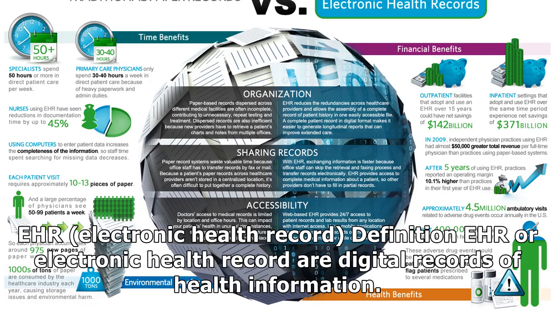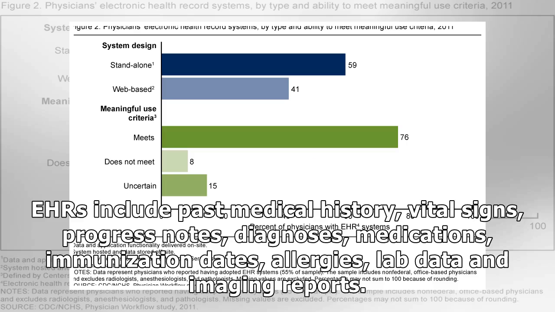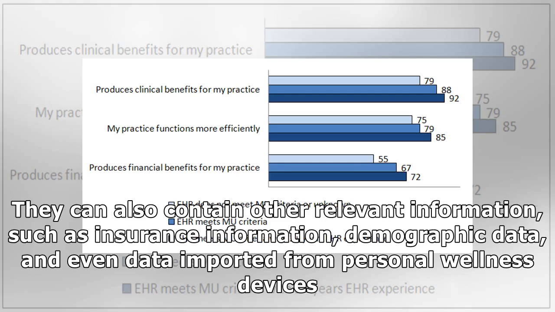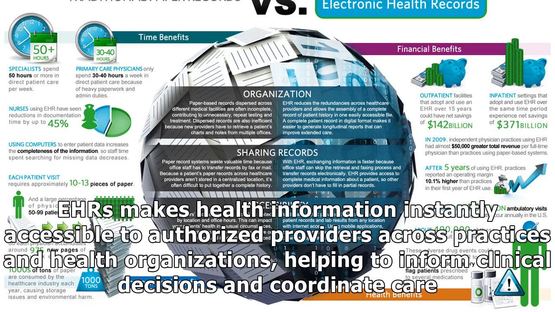EHR, electronic health record. Definition: the EHR, or electronic health record, refers to digital records of health information. They contain all the information you'd find in a paper chart, and a lot more. EHRs include past medical history, vital signs, progress notes, diagnoses, medications, immunization dates, allergies, lab data and imaging reports. They can also contain other relevant information, such as insurance information, demographic data, and even data imported from personal wellness devices. The power of an EHR lies not only in the data it contains, but how it's shared.